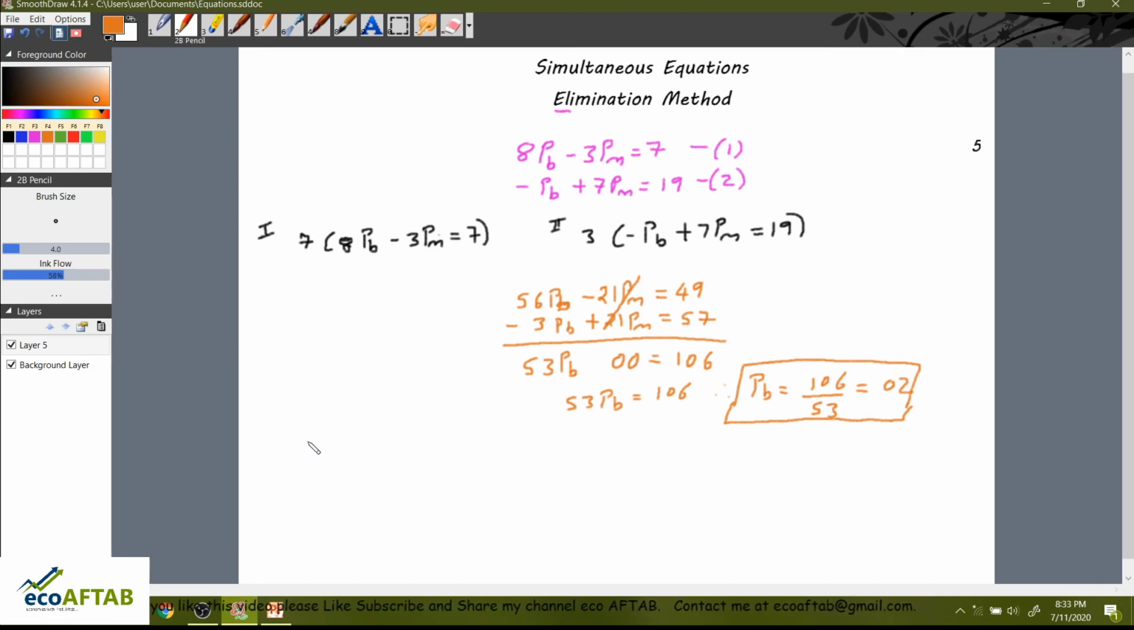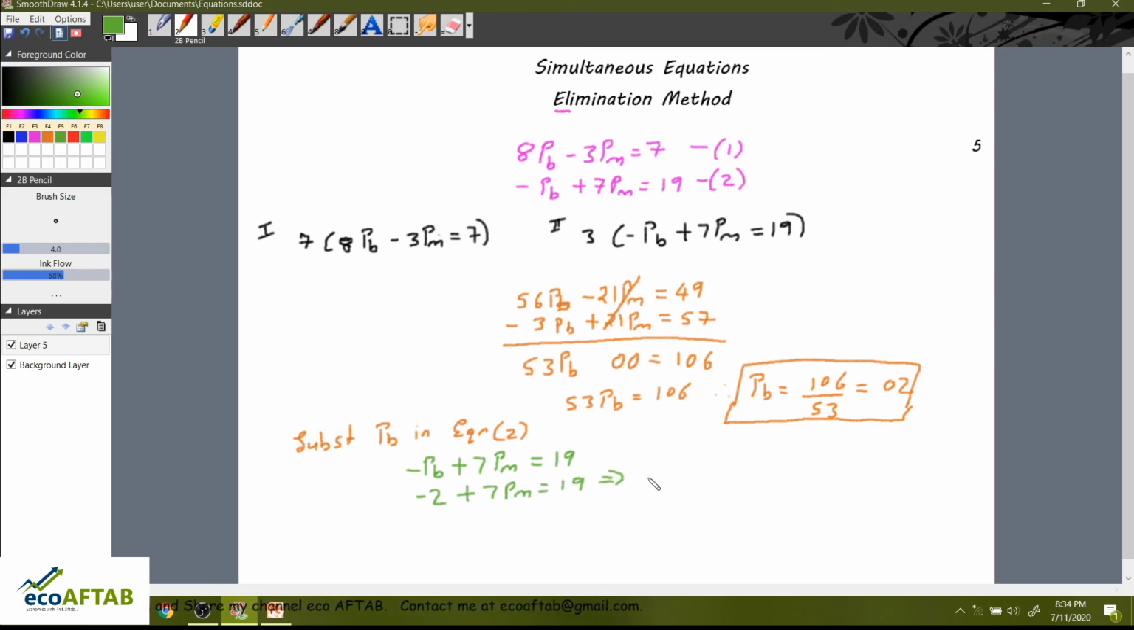So now the next step is substituting PB in equation 2. What do we get? So here minus PB plus 7PM is equal to 19. PB is 2, so I'll say minus 2 plus 7PM is equal to 19.